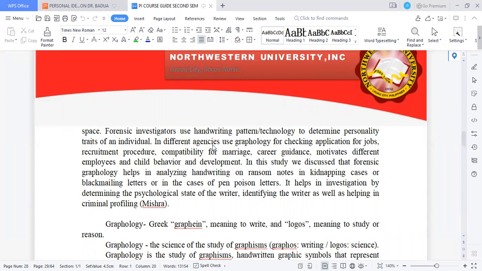This is also very essential, especially when we have situations about kidnap for ransom, and aside from that, suicide notes or blackmailing instances. So it helps in the investigation by determining the psychological state of the writer. So of course, it would help in what we call criminal profiling.